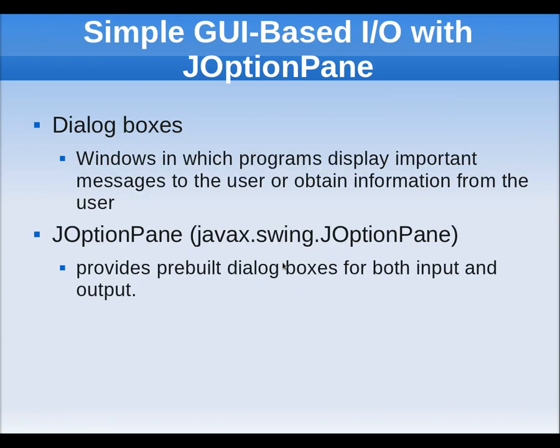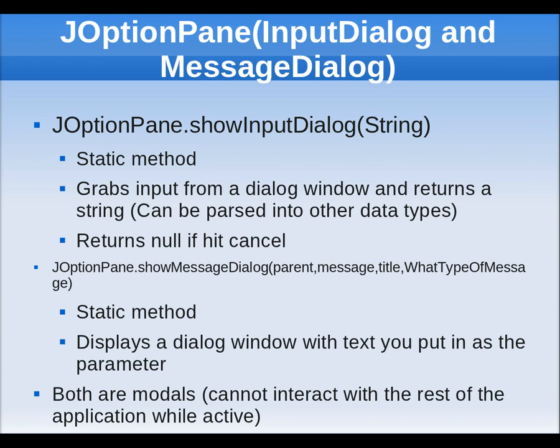Now I'm going to talk about simple GUI based I/O with JOptionPane. There's a series of dialog boxes you can use. There's static methods that you're going to use in JOptionPane, which is part of the javax.swing.JOptionPane package. It allows you to display a message to a user or obtain information graphically from a user. JOptionPane is what provides the pre-built dialog boxes for input and output.